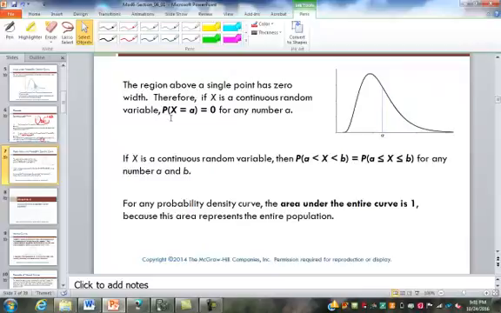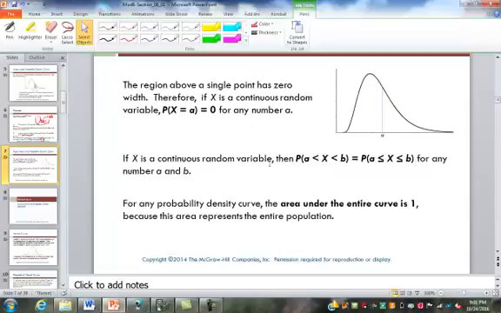So the region above a single point has 0 width. Like I said, a single value has 0 width. It's got a height of the curve, which still displays how likely it is; the higher it is, the more likely that value is to occur. But it has 0 probability by itself because it has no width.